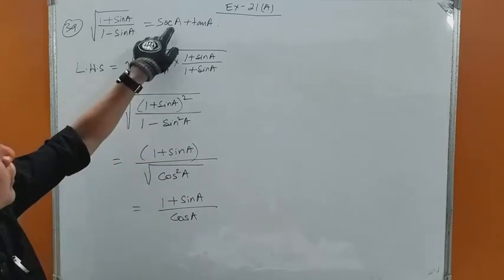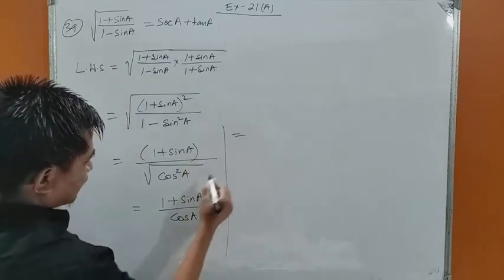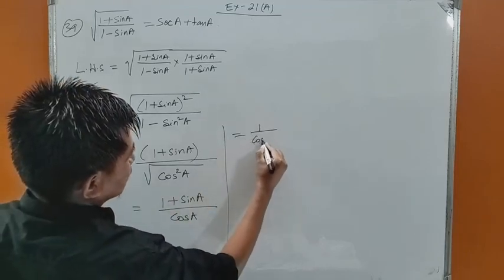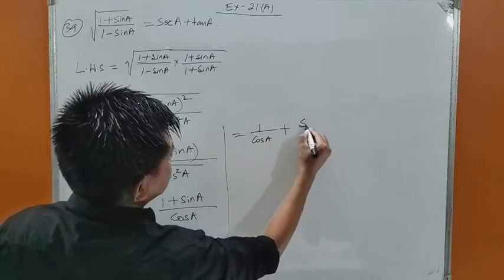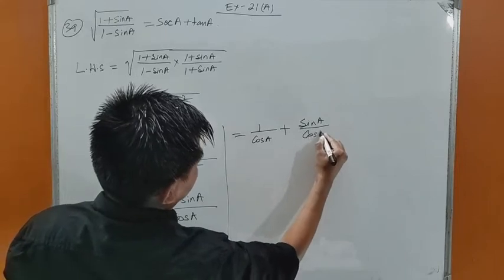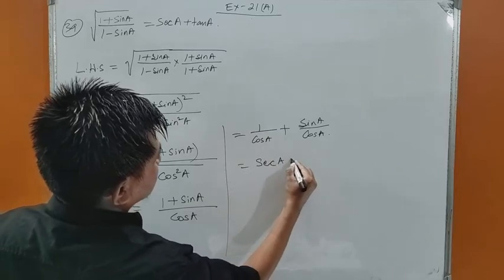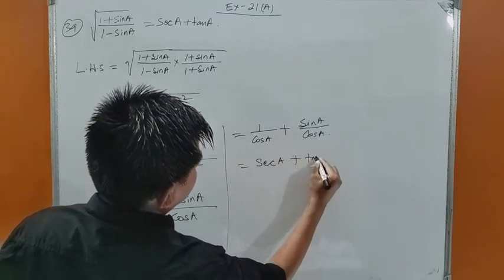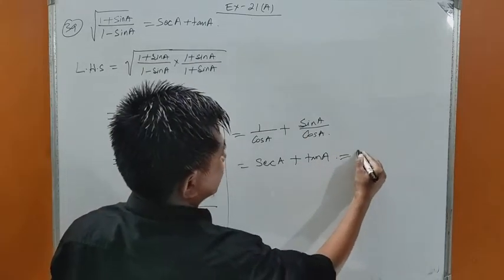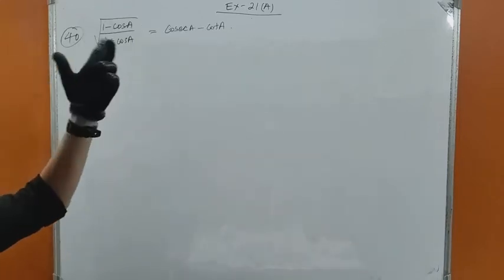So we need to prove this. This means, let me continue here, 1 upon cos A plus sin A by cos A. So 1 upon cos A means sec A, plus sin A by cos A means tan A. So this is what we have in the right hand side, sec A plus tan A equals to RHS, hence proved. Question number 40, this question is similar to question number 39.